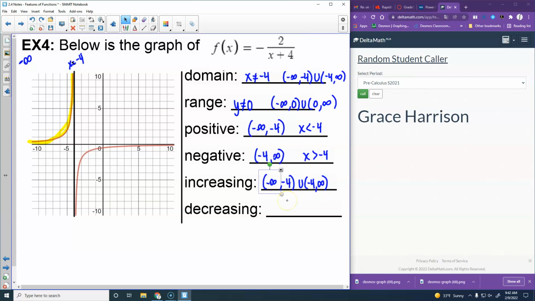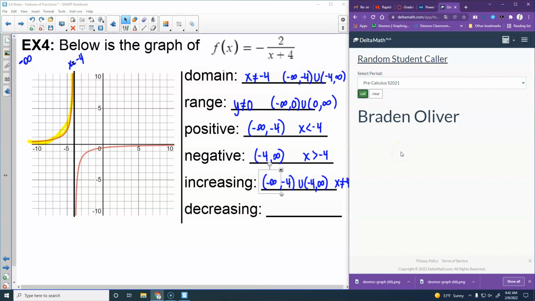Very good. Everywhere except for that x equals negative 4. Right? So you could also just say x does not equal negative 4. There. Wonderful. And Braden, where is it decreasing? Nowhere. Okay, questions about that one?